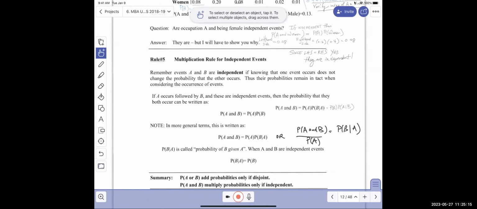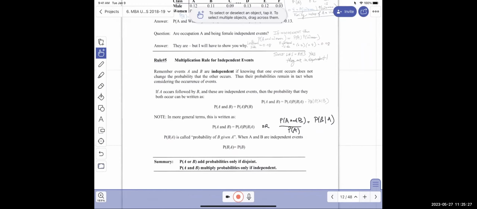All right, so if the events are independent, then the conditional probability, it doesn't matter if A happened, it's just the probability of B, doesn't change. So in summary, for disjoint events, you add probabilities. For independent events, you multiply them.